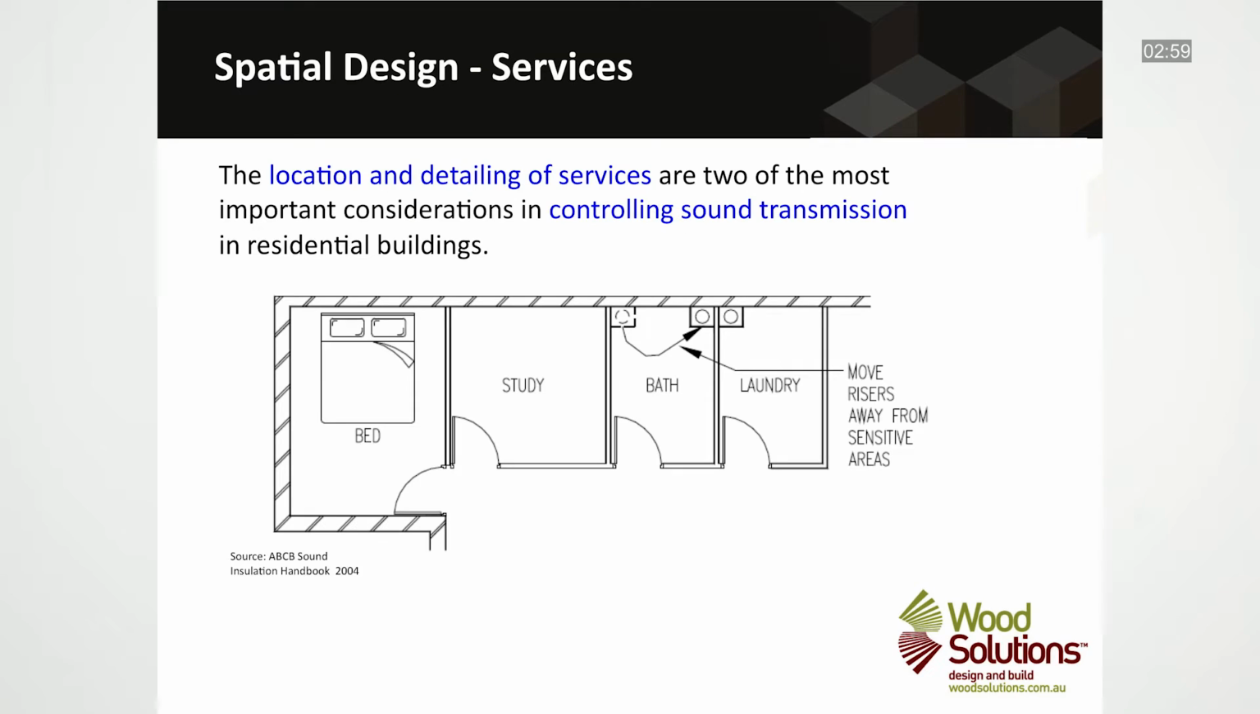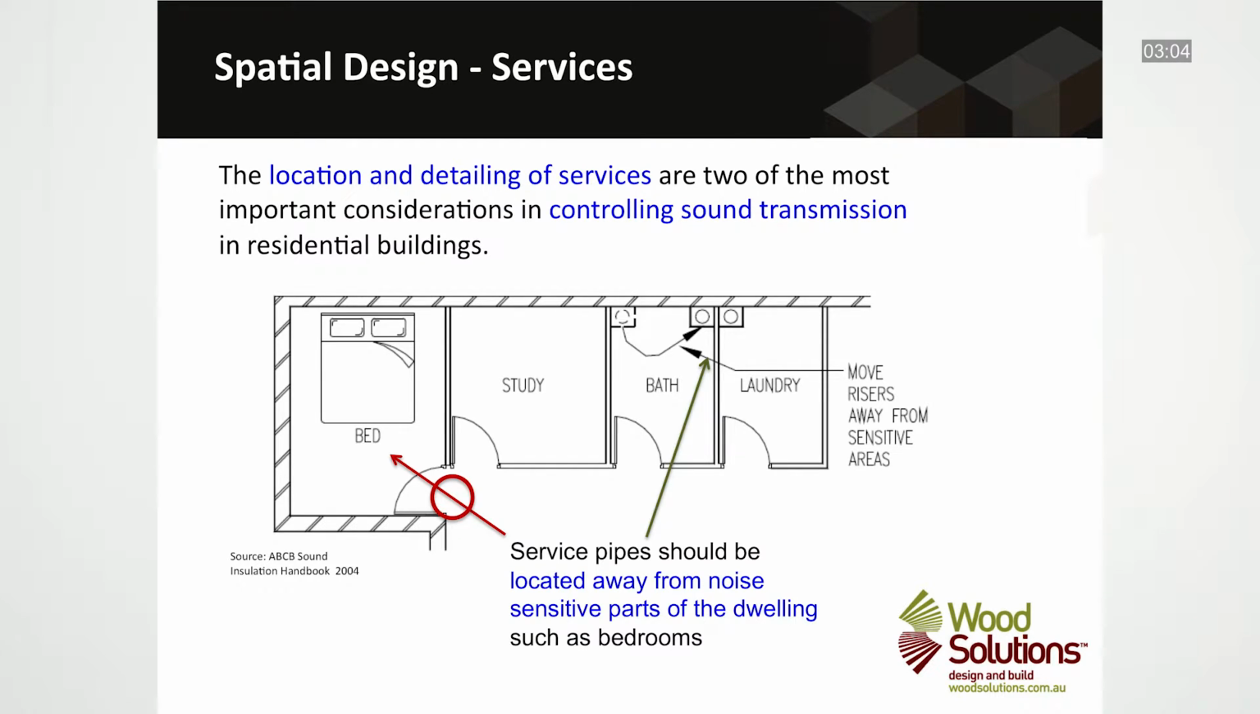The location and detailing of services are two of the most important considerations in controlling sound transmission in residential buildings. Generally, services and service penetrations should not be located on sound-insulated walls between SOUs, but rather on internal walls or dedicated sound-resistant service shafts. In all instances, service pipes should be located away from noise-sensitive parts of the dwelling, such as bedrooms, as shown in this illustration.